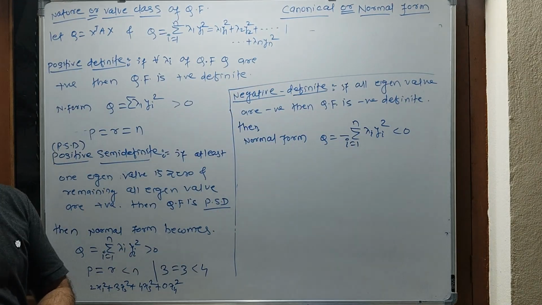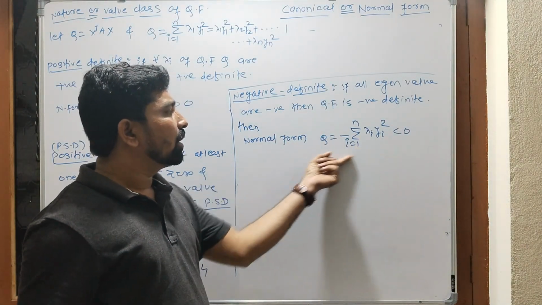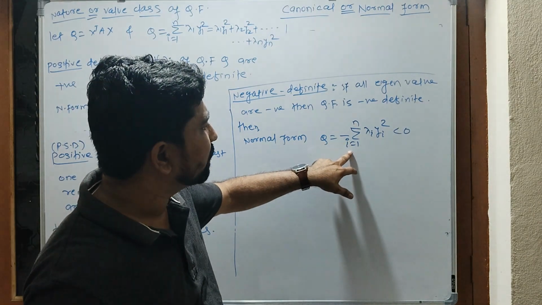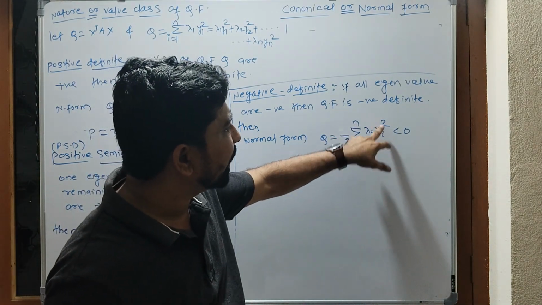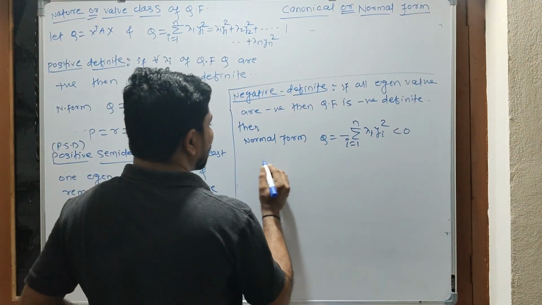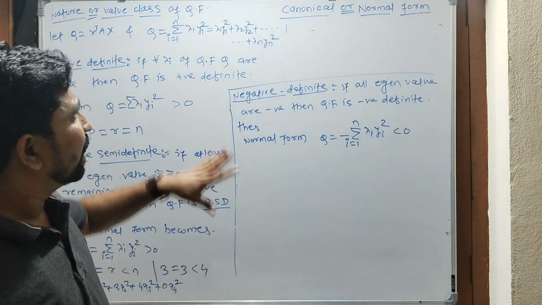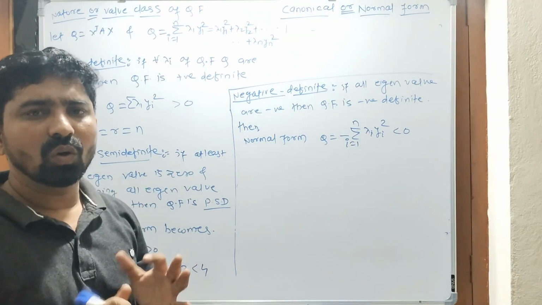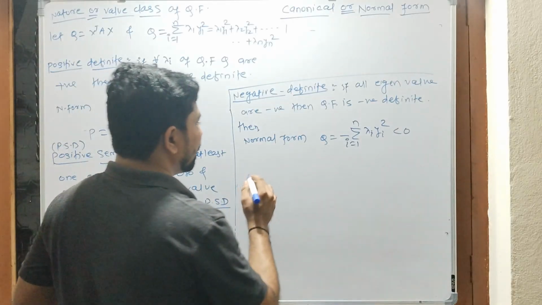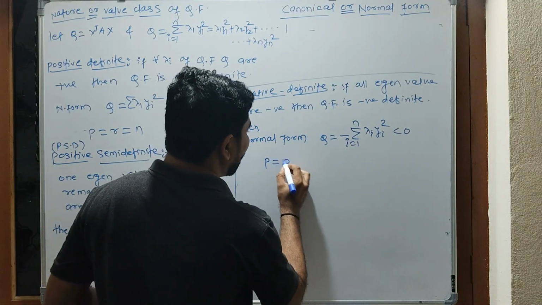Now I want to define. So here if all the eigenvalues are negative, this is the normal form. The normal form is minus the summation i running from 1 to n lambda i yi square, which is less than 0. So that is a negative term. Now what is the relation between p and r? Here all the eigenvalues are negative: lambda 1, lambda 2, lambda 3 up to lambda n. So this means p equal to simply 0.